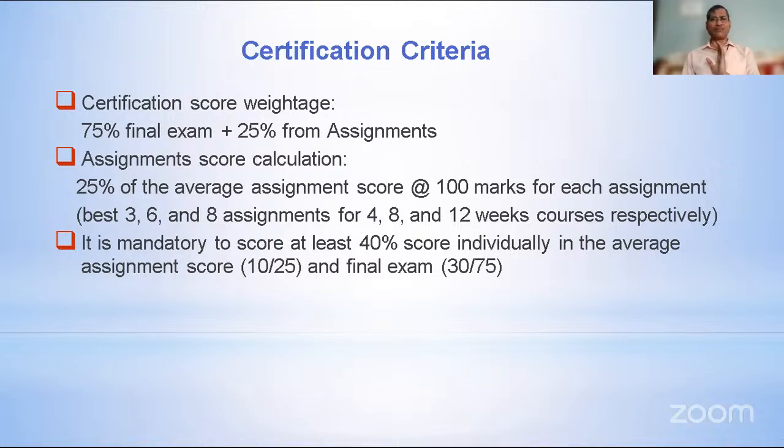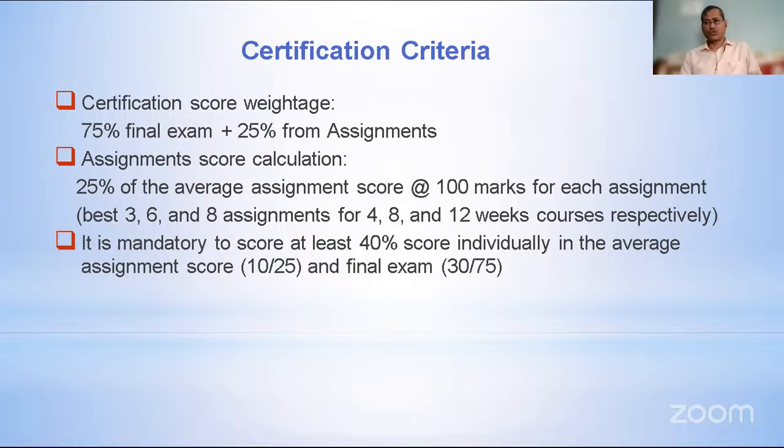Out of these assignment scores, for 12-week courses, we'll take 25% of your performance data in the final certificate. That means in a 12-week structure, we'll only consider the best 8 assignment scores, and 25% of the average of the best 8 will be computed and directly reflected in your certificate. So 25% is something like your internal assessment score, internal marks. And the remaining 75% weightage will come from your final examination.